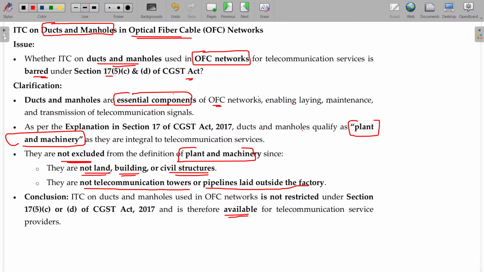But it went for clarification. The clarification was also properly given in favor of the assessee. You can have the ITC. Clear? So with that, I think I have completed ITC completely. We have to go for some comprehensive illustrations, practical questions.